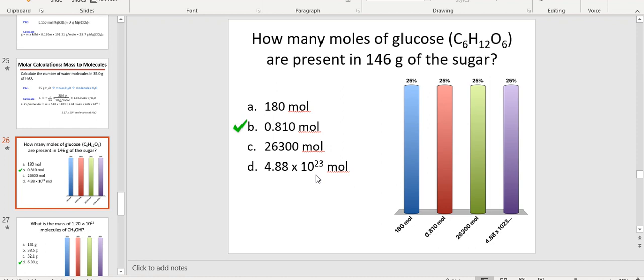So number of moles is equal to grams divided by molar mass, 146 grams. Molar mass of sugar or glucose, you have to add all these up, 6 carbons times 12, 12 hydrogens times 1, 6 oxygens times 16, add them all up, I think you get 180. Okay, and you do the math there, you get 0.810.